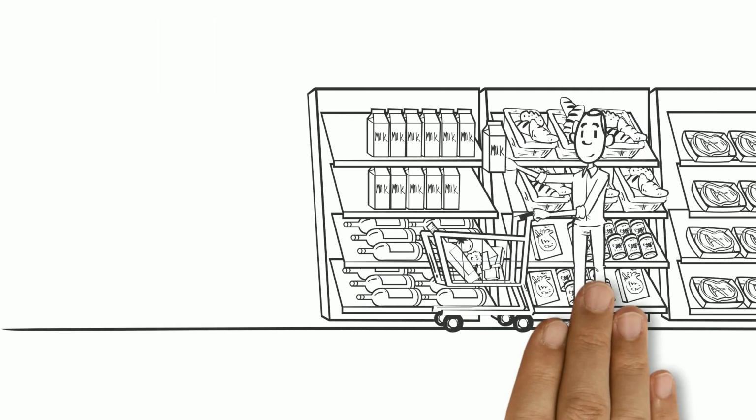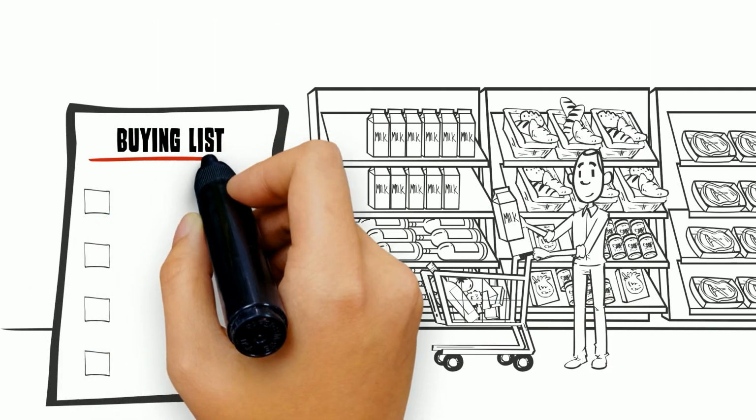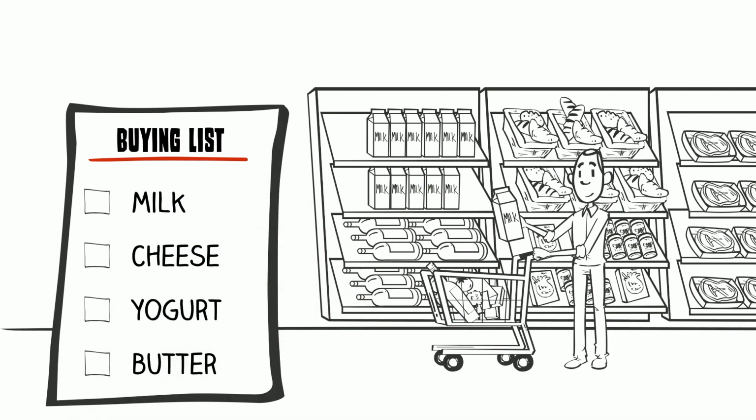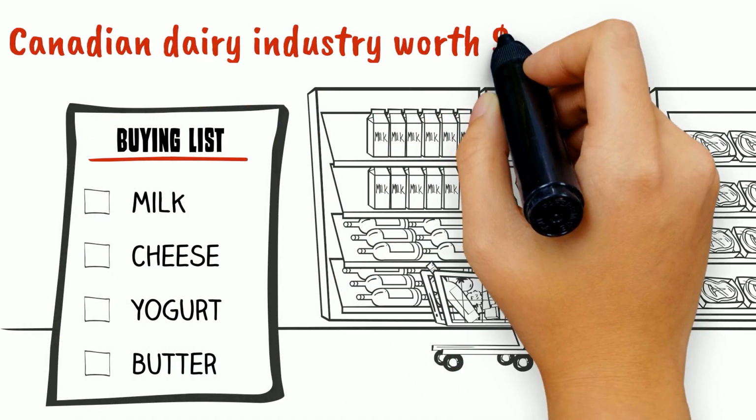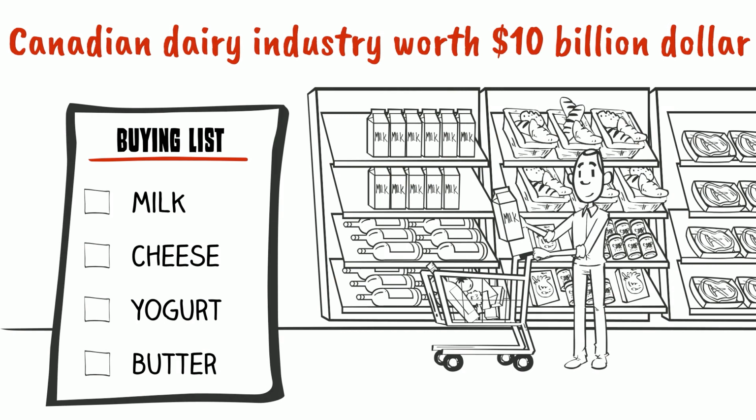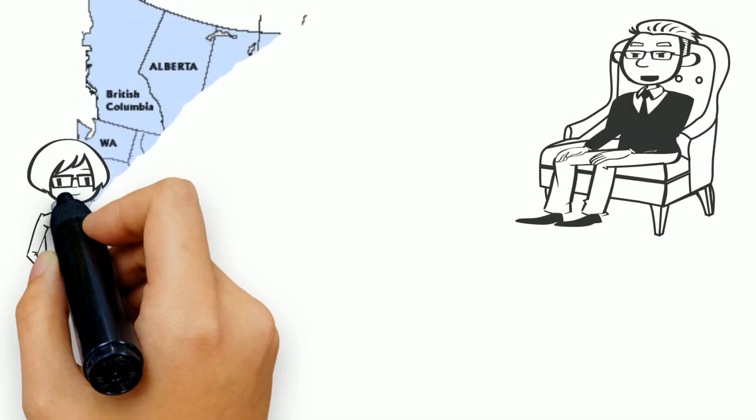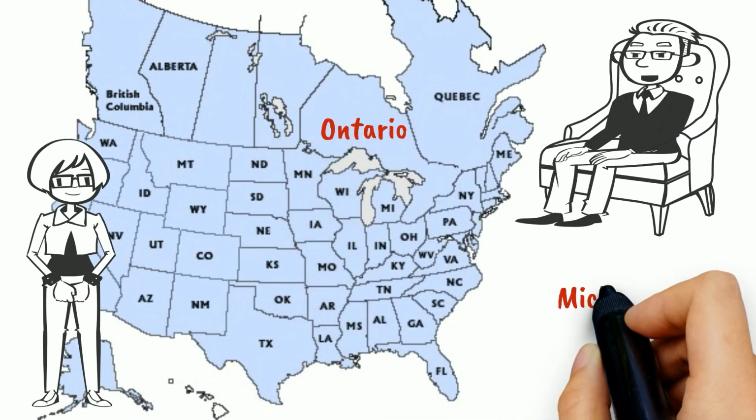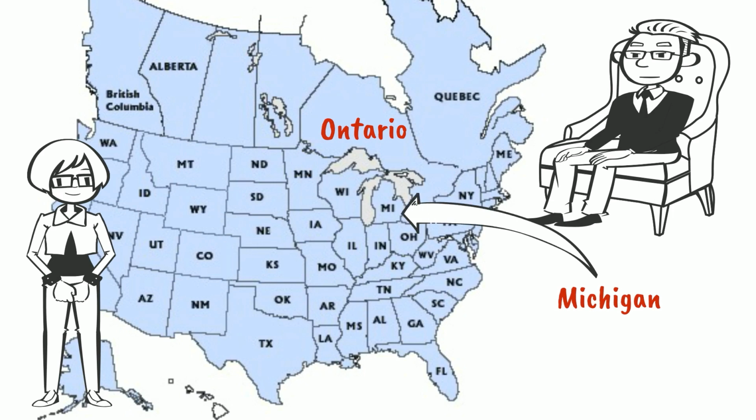Milk and dairy products are an important part of the agricultural industry in Canada, and especially in Ontario. The Canadian dairy industry is worth $10 billion annually. Dairy is an important agricultural industry in Michigan as well.